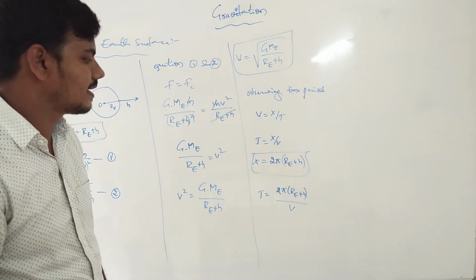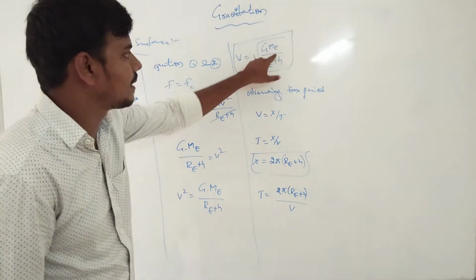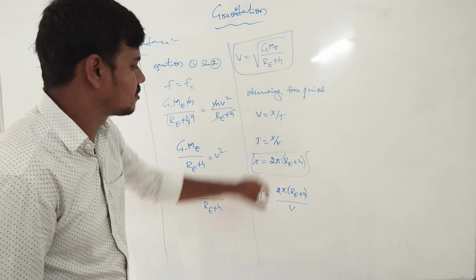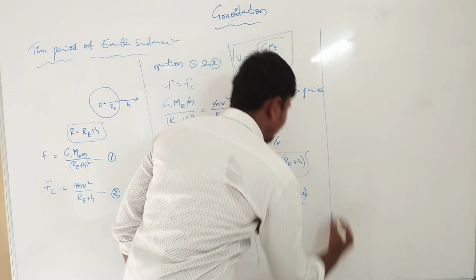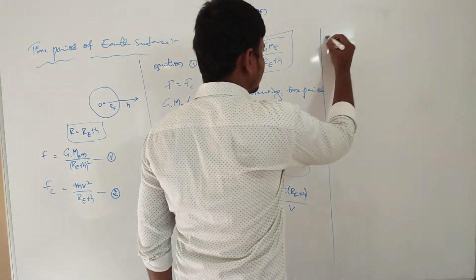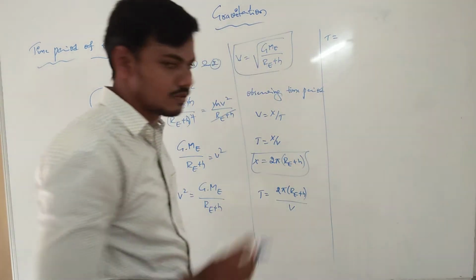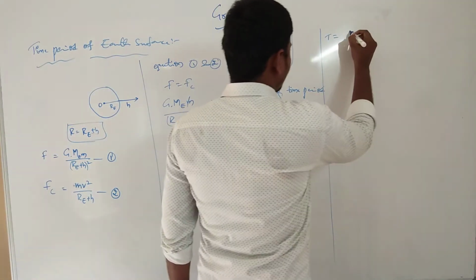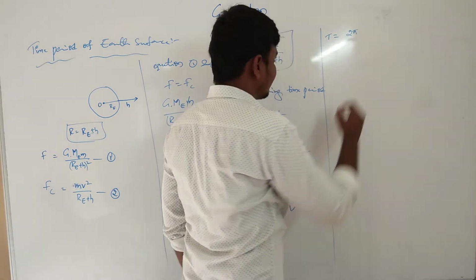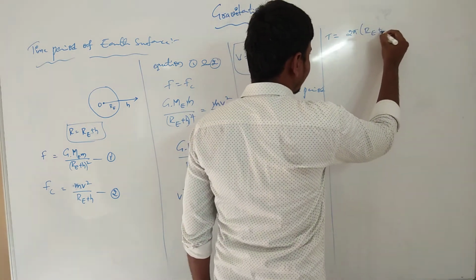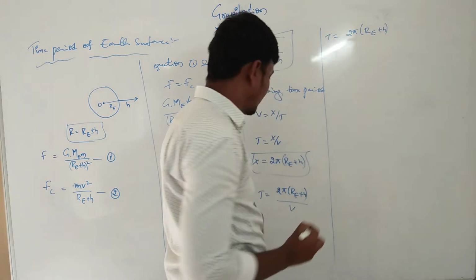R_E plus h by v is the equation. Clear? Now since we can take v is equal to square root of G M_E by R_E plus h. This is the substitution in the equation. Now the time period T is equal to 2 pi into R_E plus h.